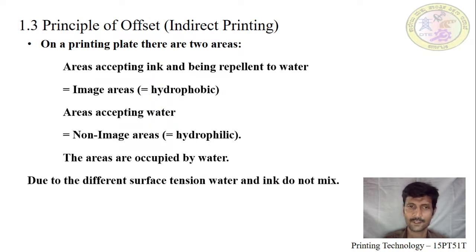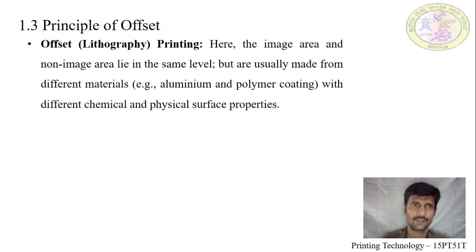The areas occupied by water make the surface tension different between the image area and non-image area, so the plate is treated with a chemical that ensures the water and ink never mix. If they mix, emulsification takes place. Now we will see the principles of offset one by one.